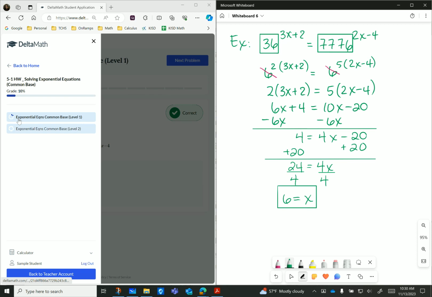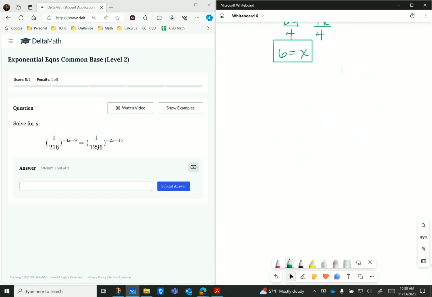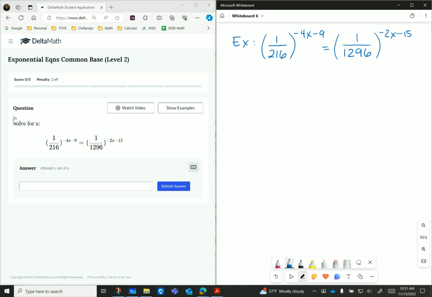So we move on to level 2. And we're going to look at problems that look a little bit more confusing, but I promise you it's the same process. So write this problem down as our next example, and let's see how to work these out. Okay, so here's our third example. So now we have fractions that are appearing in our bases.